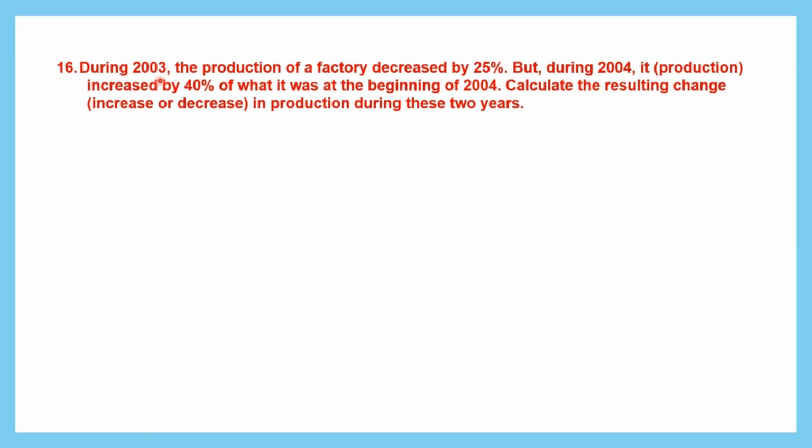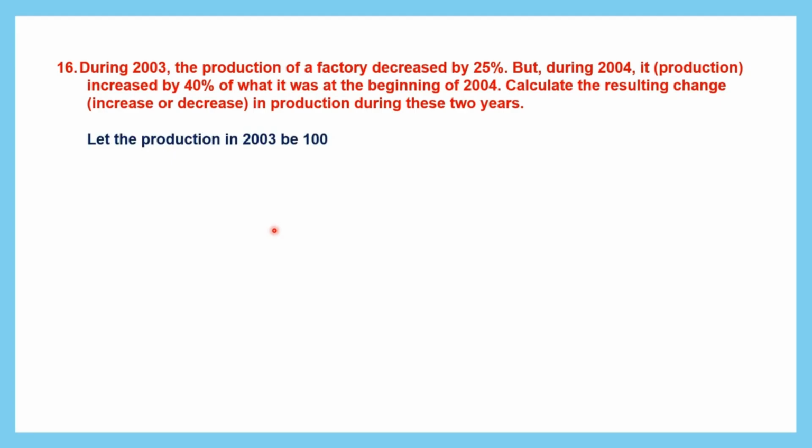Question 16. During 2003, the production of a factory decreased by 25%. But during 2004, the production increased by 40% of what it was at the beginning of 2004. Calculate the resulting change. Was it an increase or decrease in production during these 2 years?